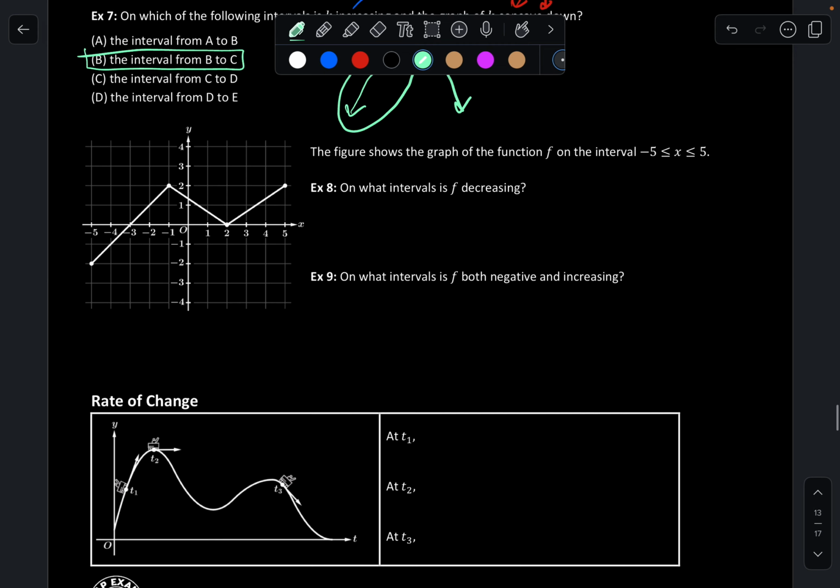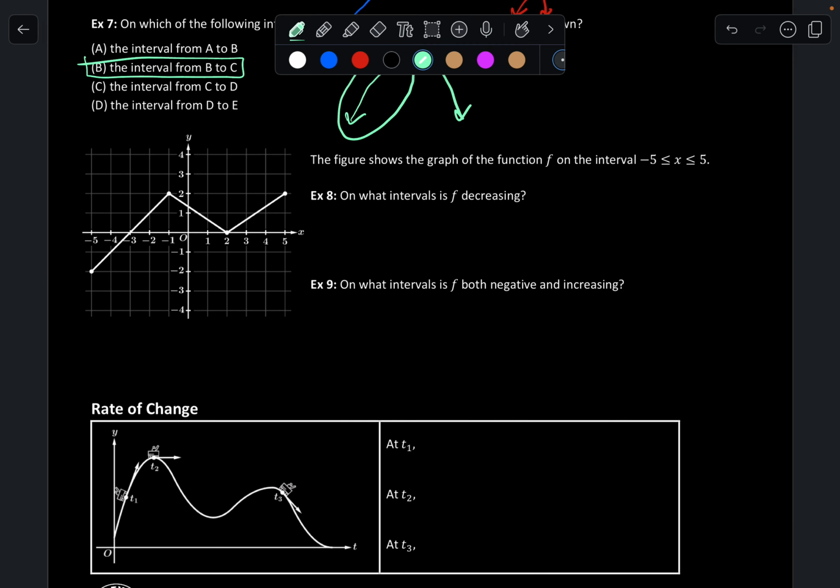All right, lastly, the figure shows the graph of a function f on the interval from -5 to 5. On what intervals is f decreasing? Okay, so this kind of wraps us back to what we did in the beginning. So f is decreasing on the interval -1 to 2. And that's going to be that middle segment there.